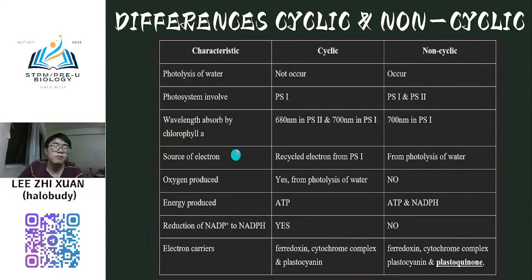Okay, so this one is the summary of the differences between cyclic and non-cyclic. Normally I already mentioned many times. Photolysis already mentioned. What I have not mentioned are the wavelength and sources of electrons. The source of electrons for cyclic is recycled from PS1, but for non-cyclic it is from the photolysis of water. And oxygen, for cyclic it will produce oxygen because, I think it is reversed.